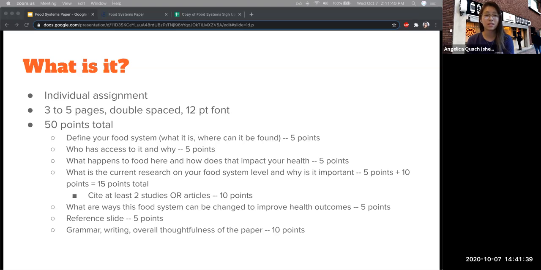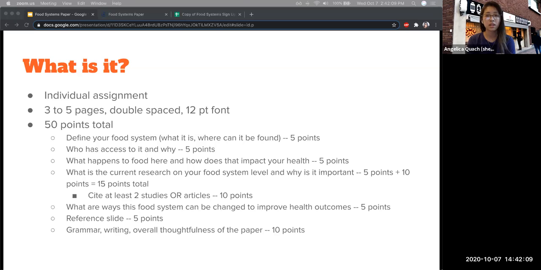So that's 5, and then it's 5 additional for each study that you report. You are required to cite at least 2 studies or articles. So that's an additional 10 points, and that's the minimum. Great, so that is going to be 15 points total. So 5 for just answering that question, and then 10 for citing at least 2 studies or articles. And then after that, it's what are ways this food system can be changed to improve health outcomes. That's another 5 points.